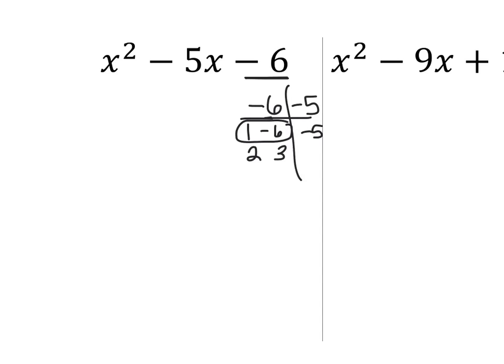I know in our minds we saw 2 and 3, and 2 and 3 add up to give me 5, but I wanted a -5, and I also had to multiply to give me a -6. So the 2 and the 3 were not going to work, so my factors are going to be x plus 1, x minus 6.